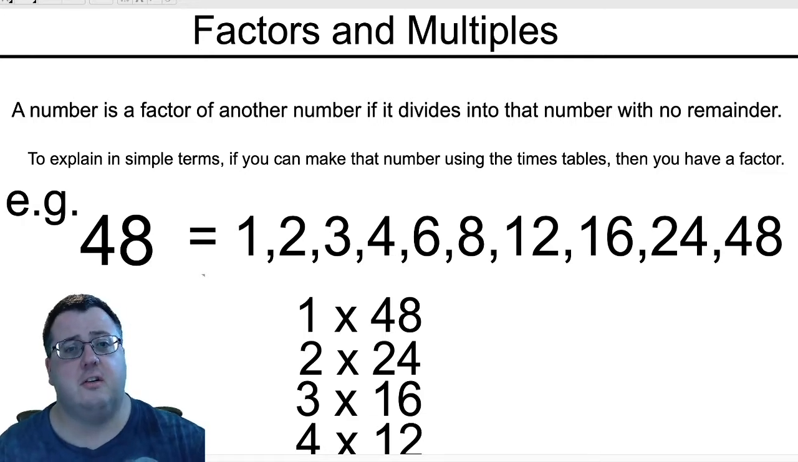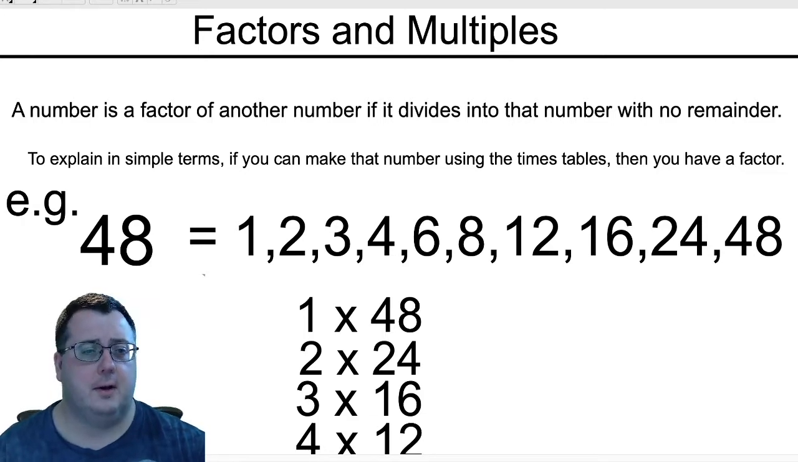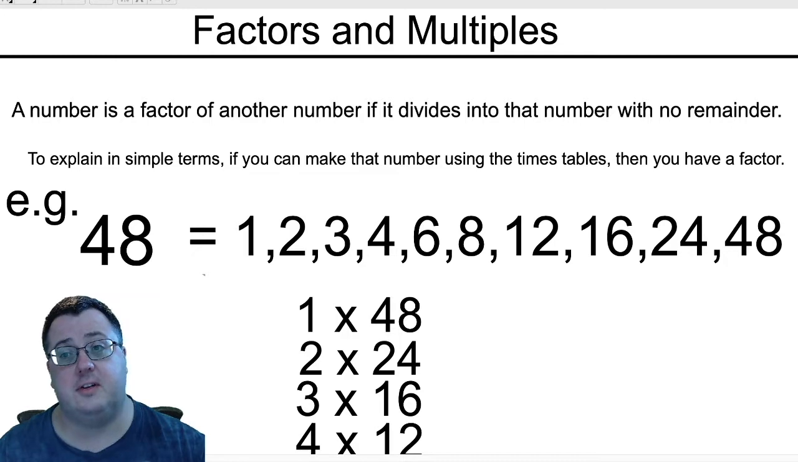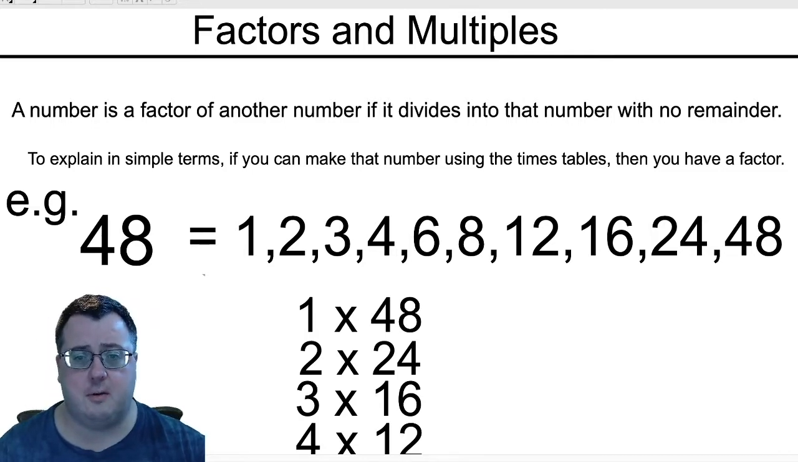Okay, firstly I'm going to go through what factors are. A number is a factor of another number if it divides into that number with no remainder. To explain in simple terms, if you can make a number using the times tables, then you've got a factor. So here's an example.